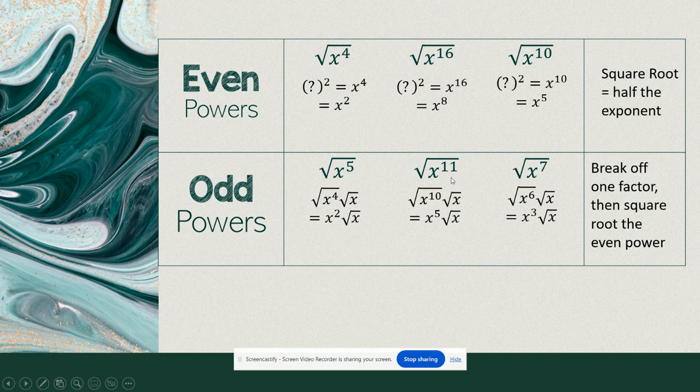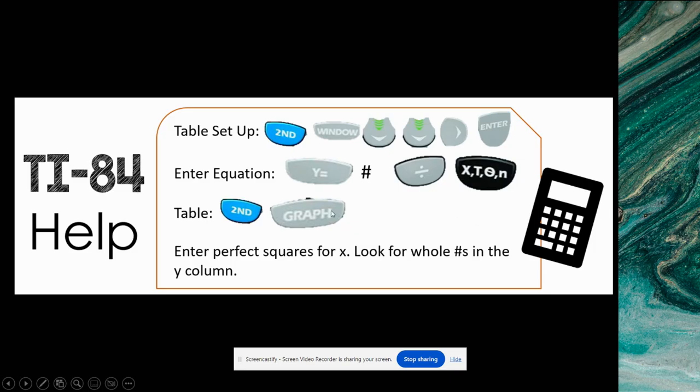So this part right here is really all we're doing with most of our 4.0 content, okay, is we're looking at even and odd powers and how we can take the square roots of them, okay?